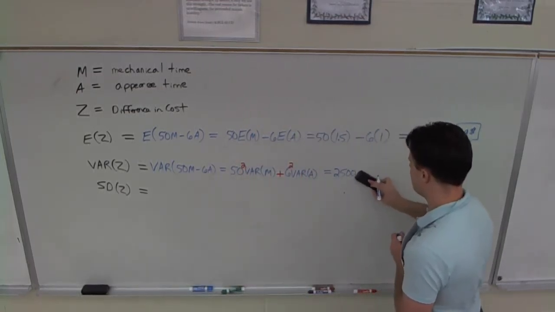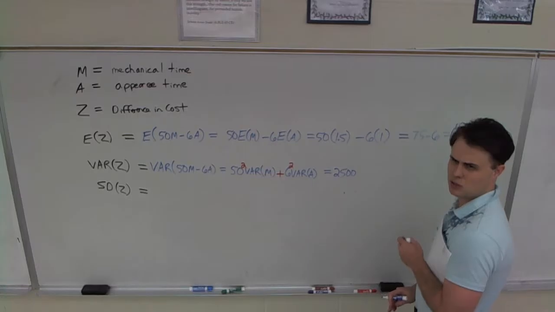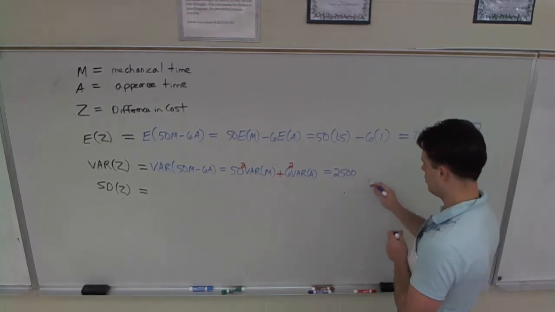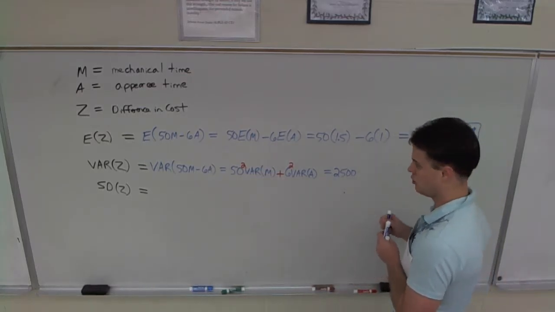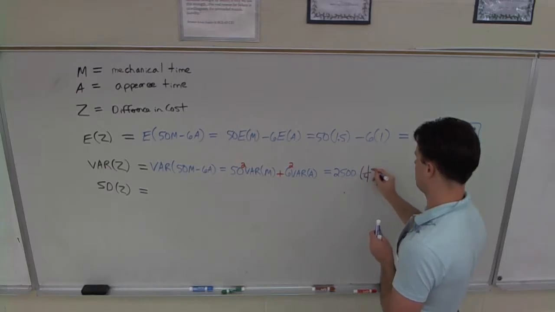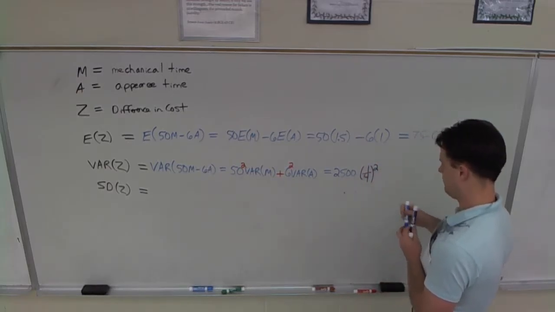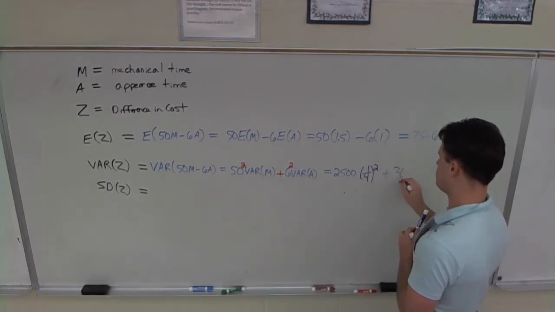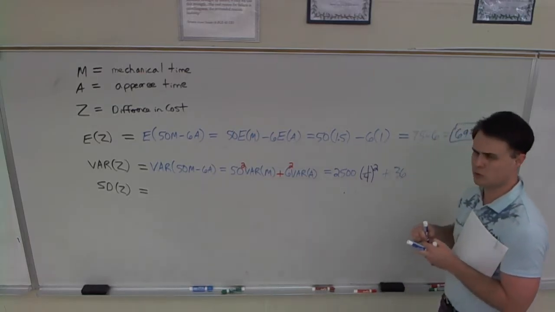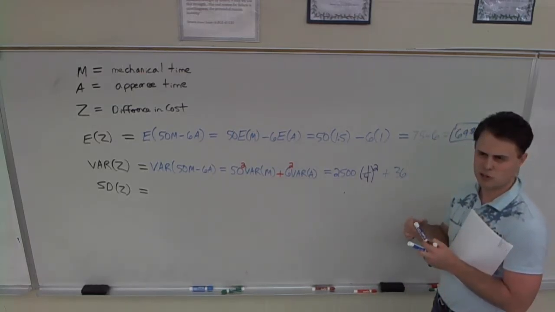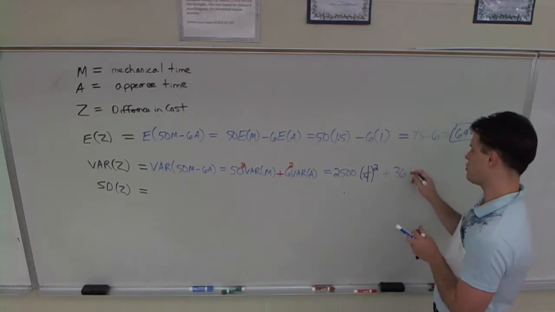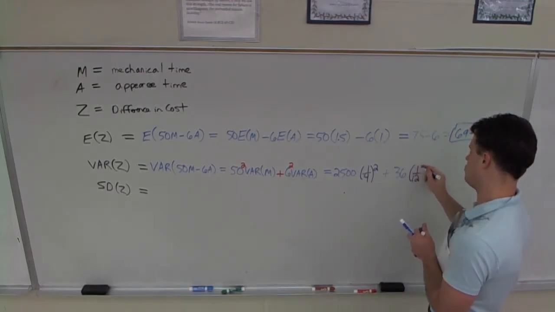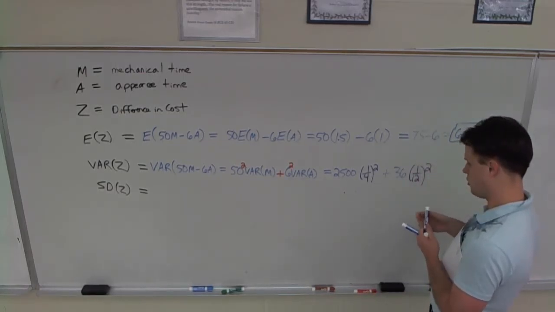Variance of M, didn't we have that a second ago too? What was it? In minutes it was a fourth, so it was a fourth squared. And this is going to be 36. And the other one was 5 minutes. 5 minutes was 1/12th hour, so it was 1/12th squared. So then you stick that in your calculator. Who's got it?